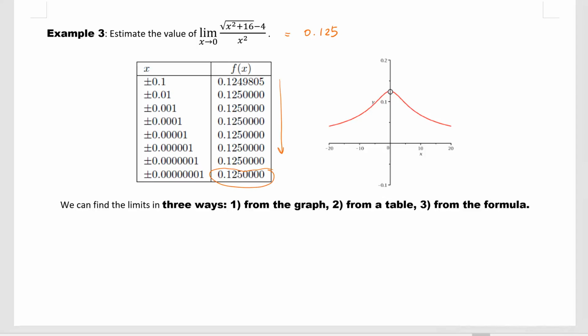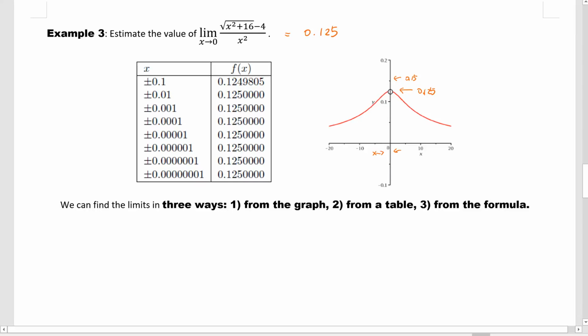0.125, right? And from the graph, you can see at 0 it's undefined because the denominator cannot be 0, right? 0 is not in our domain. So we have an open circle right there. But you can see when x is getting close to 0, the y is this value. What is that value? Well, this is 0.1, this is 0.2, well, then this is 0.15. This guy is halfway between 0.1 and 0.15. So that is 0.125. So far, so good. Okay, so we can see from the graph.